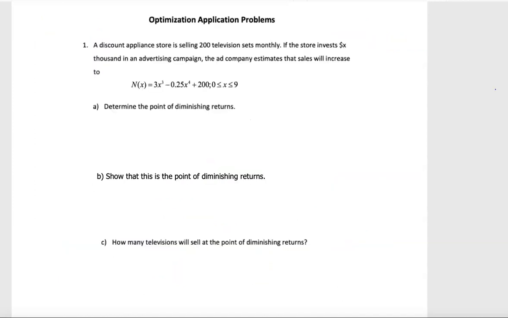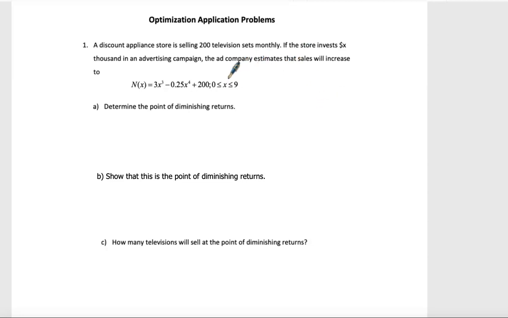Okay, let's take a look at problem solving this time, an application to business. So let's have this problem. A discount appliance store is selling 200 television sets monthly. If the store invests x thousand dollars in an advertising campaign, the ad company estimates the sales will increase to n of x equals 3x squared minus 0.25x to the fourth plus 200, where x is between 0 and 9.